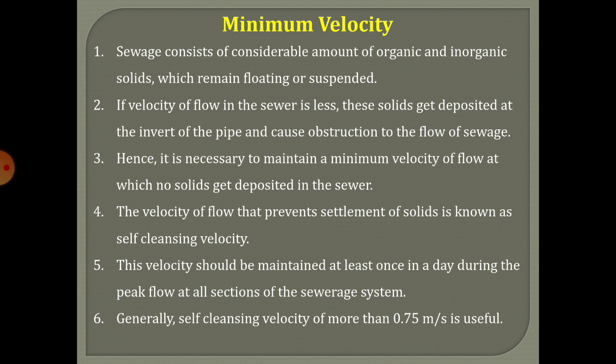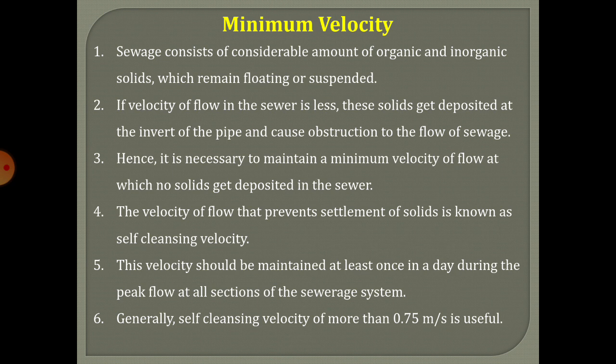In the design of sewer parameters, one more main parameter is minimum velocity. Now, what exactly is the minimum velocity, and what is the significance of maintaining the minimum velocity in the sewers? Actually, the sewage consists of a considerable amount of organic and inorganic solids which remain floating or suspended. If the velocity of flow in the sewer is reduced, these solids get deposited at the invert of the pipe and cause obstruction to the flow of sewage.